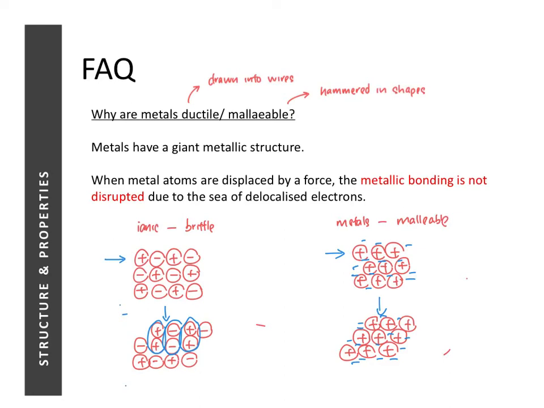Regardless of where it's located, it's still surrounded by your sea of delocalized electrons, your glue holding the structure together. So that is why the shape will change, but the structure will not simply break down. And once again, how do we explain that? It is that the metallic bonding is not disrupted. Therefore metals are not brittle, they are malleable.